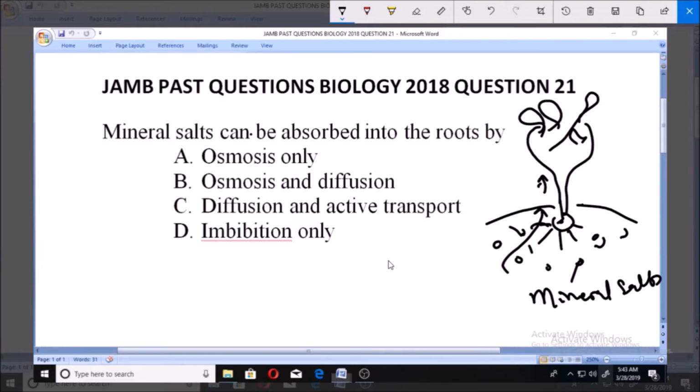Now naturally, you know that when there is movement like this, we know there is diffusion, but considering that there are more minerals in the cell sap than in the soil, but there is still movement of mineral salts into the cell sap, then we talk about active transport. That's what explains movement against the diffusion gradient. So there is both diffusion and active transport to ensure that mineral salts move into the plant through its roots. So the answer for this is C. Thank you.